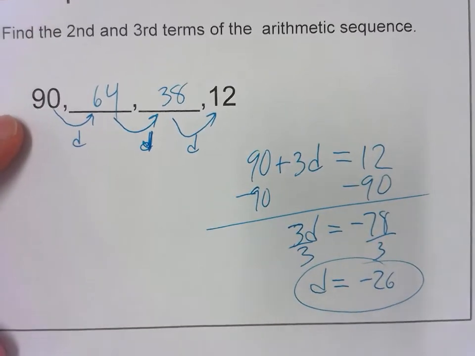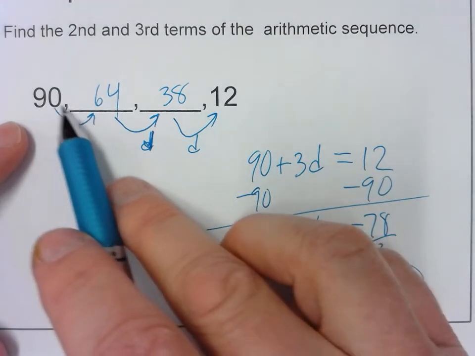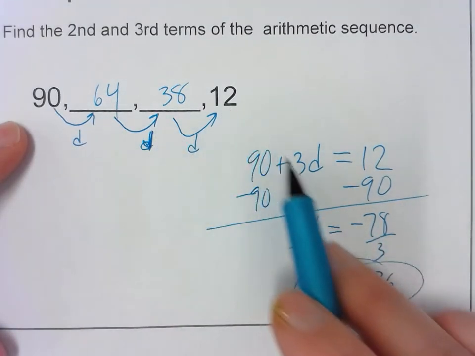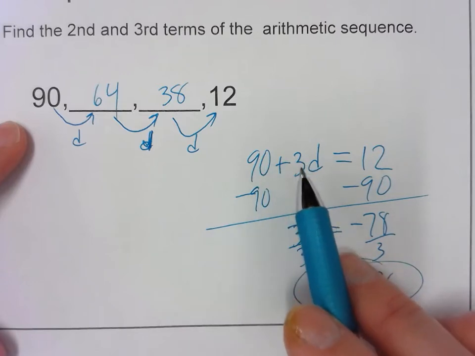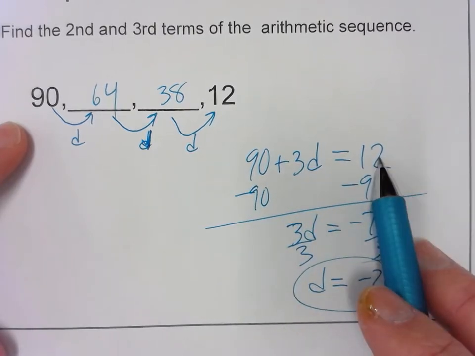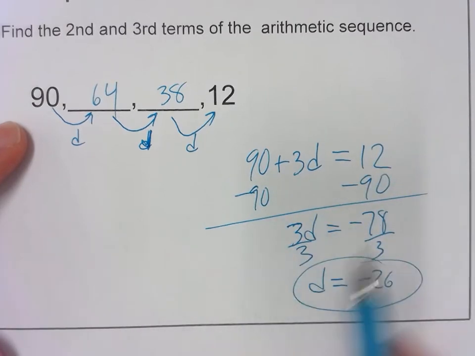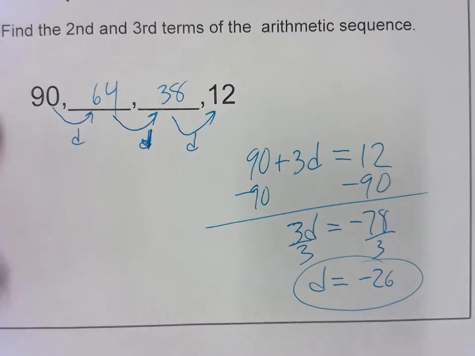So how did I get that? Well, I'm going down D, D, D. So it's 3 Ds. My starting point's 90. I go down 3 Ds, and I end up with 12 as my final answer. So starting point, how many changes, ending up at 12. Solve that algebraically, I get negative 26.